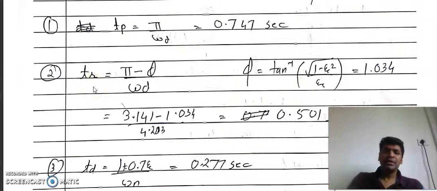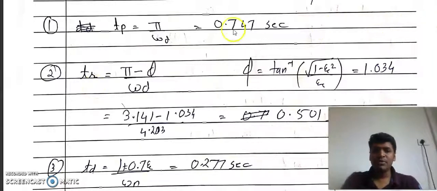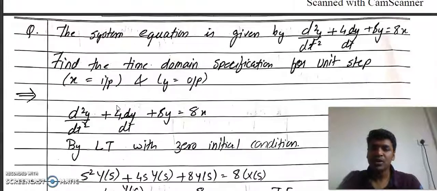Now see here, for time domains, whenever we have been asked to calculate the time domain specifications, we will be given a second order system. So always compare the denominator with the standard denominator and fetch out the value of omega n and zeta, and once you get the value of omega n and zeta, you can find out the other parameters.